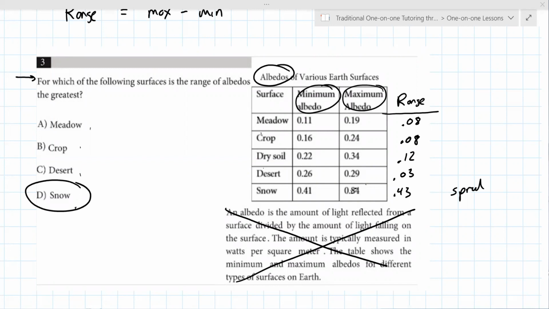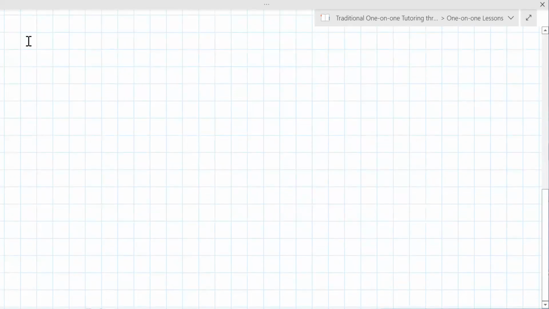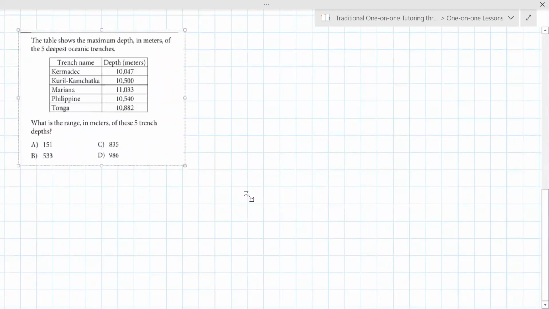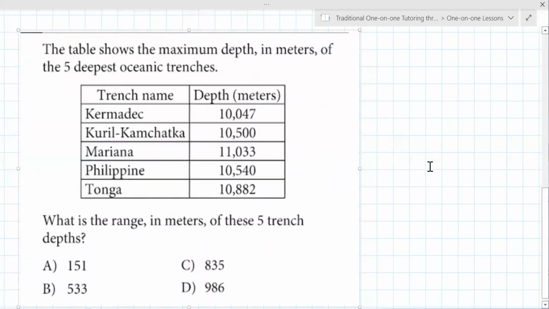All right, so pull up this next question. Is this big enough on your screen to be able to see and read? Yeah. Okay, fantastic. I always recommend going right to the question. What is the range in meters of these 5 trench depths? Okay, so I want you to tell me which of the 5 is the max and which of the 5 is the min.